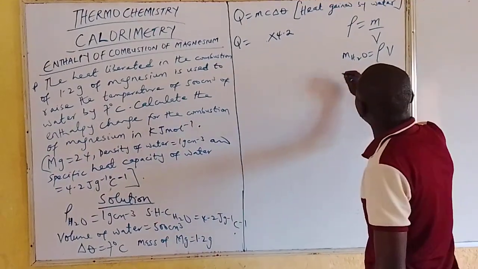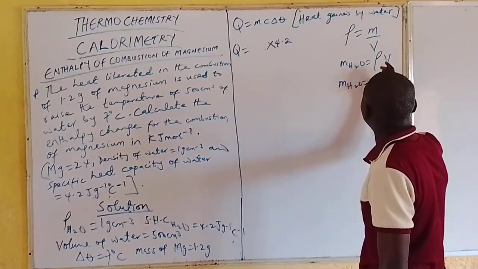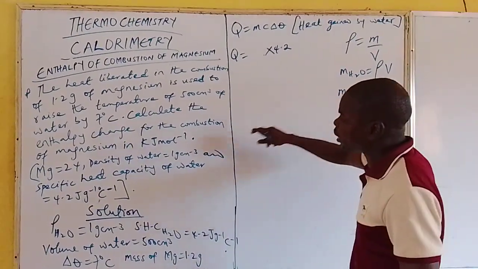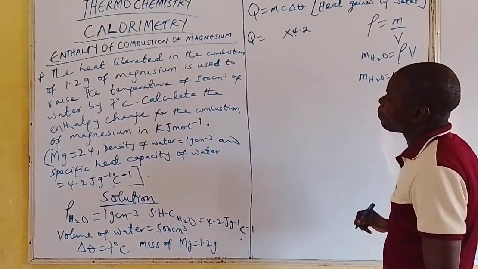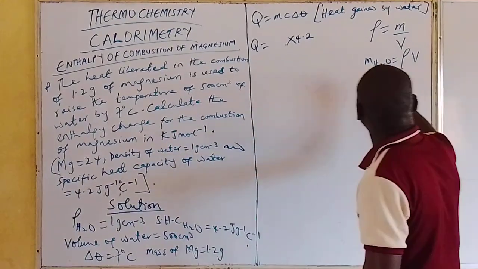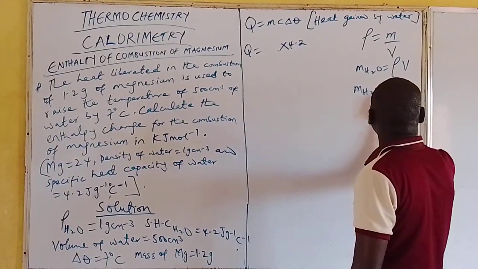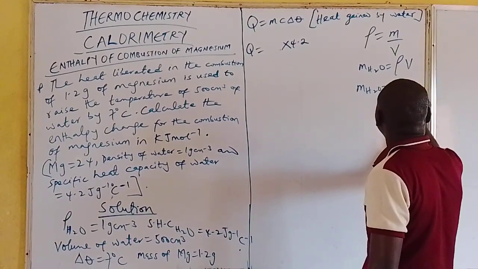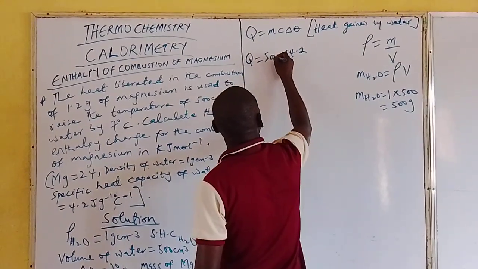So the mass of water, M of H2O, is equal to the density of water, which from the context is given to us as 1 gram per cm cube, multiplied by the volume of water, here 500 cm cube. So 1 times 500 is 500 grams. So the mass of water, our M here, is 500.